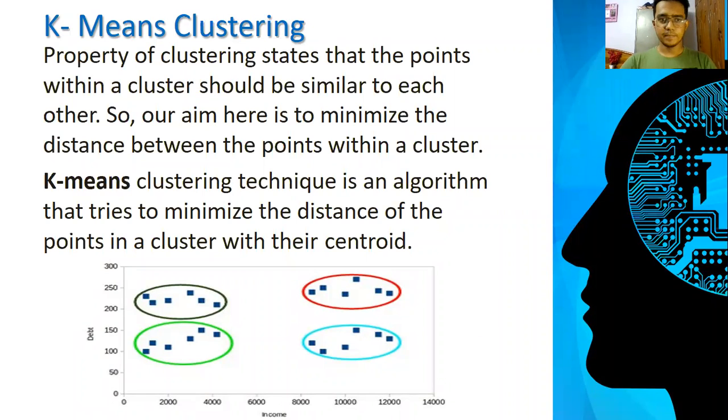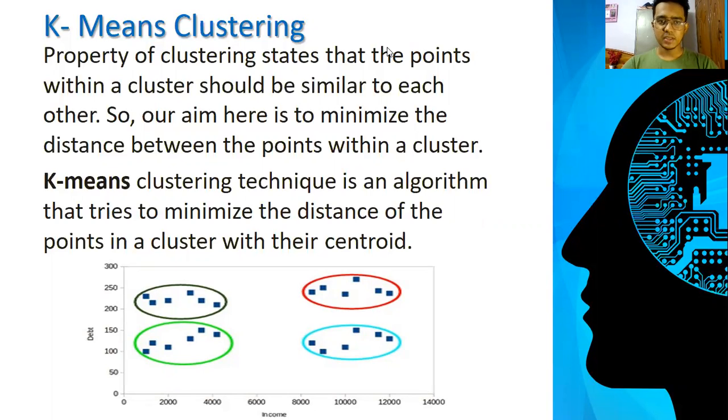Now, K-means clustering. We know that the property of clustering states that points within a cluster should be similar to each other. So our aim here is to minimize the distance between multiple points in a cluster. K-means comes to the rescue when we are talking about clustering algorithms. K-means clustering is an iterative algorithm that tries to minimize the distance of points within a cluster by calculating their centroid. It continuously calculates and evaluates the centroid of a cluster and then tries to regroup the points into a new cluster.